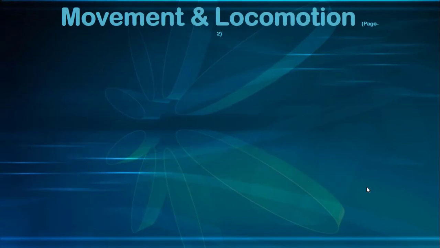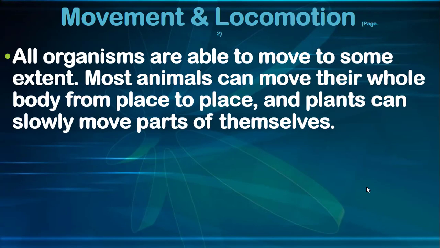One more thing I would like to explain is movement and locomotion. All living organisms are able to move to some extent. Most animals can move their whole body from one place to another, and plants can slowly move parts of themselves. So if an organism is capable of moving the body as a whole from one place to another, this capability is said to be locomotion.